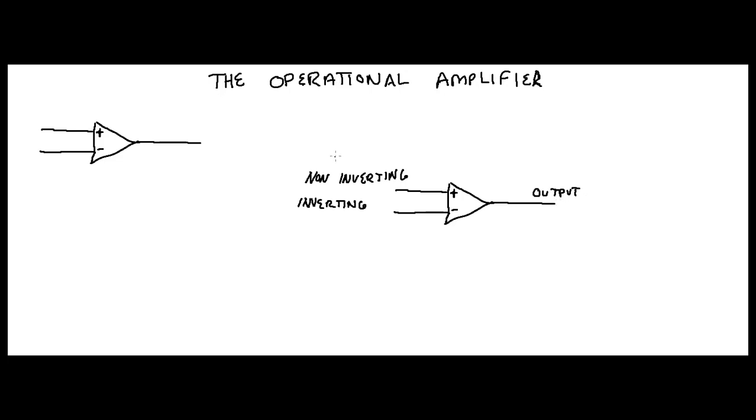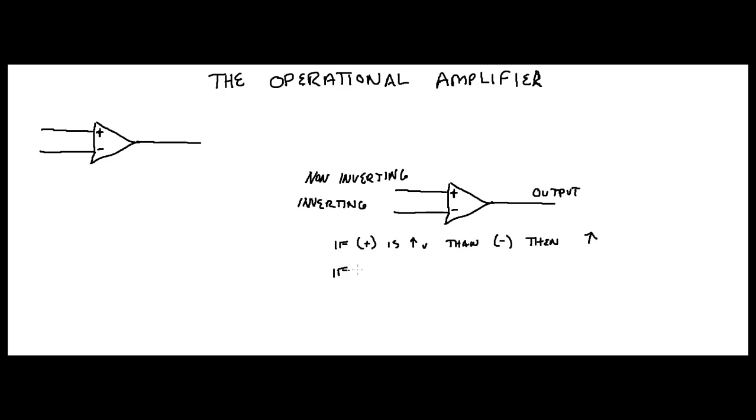Now, how this thing works is that with your non-inverting input, if your positive input has a higher voltage, I'm going to put a little V, than your negative input, then your output is going to go up. Got it?